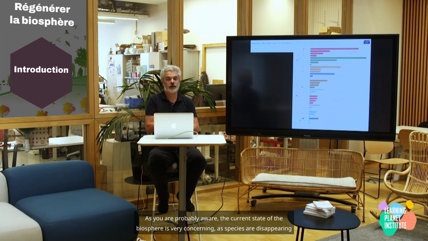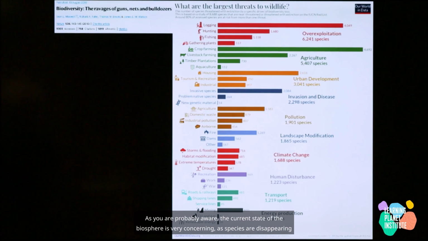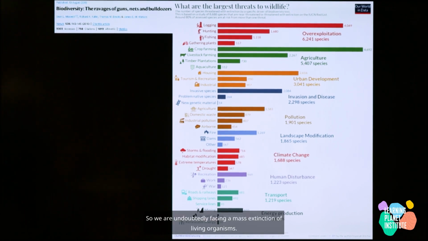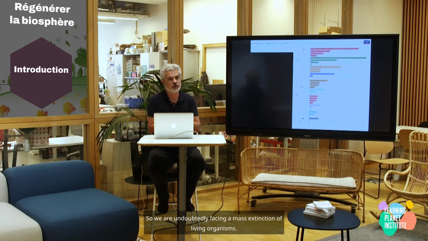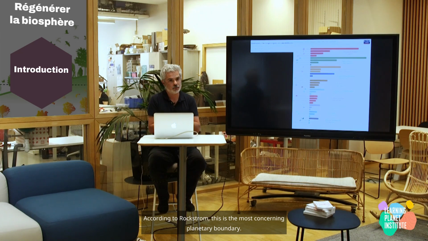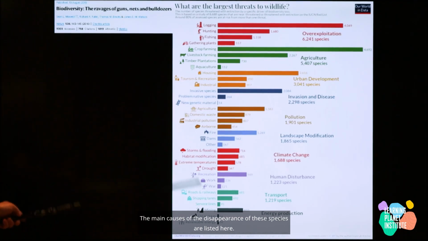As you are probably aware, the current state of the biosphere is very concerning, as species are disappearing at a rate 10 to 100 times faster than normal. So we are undoubtedly facing a mass extinction of living organisms. According to Rockstrom, this is the most concerning planetary boundary. The main causes of the disappearance of these species are listed here.